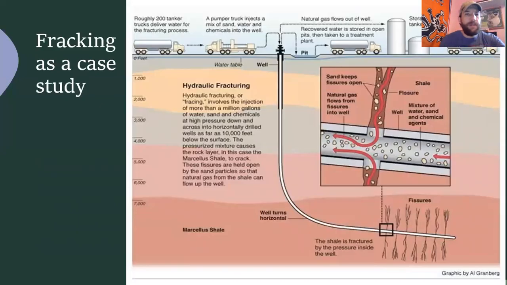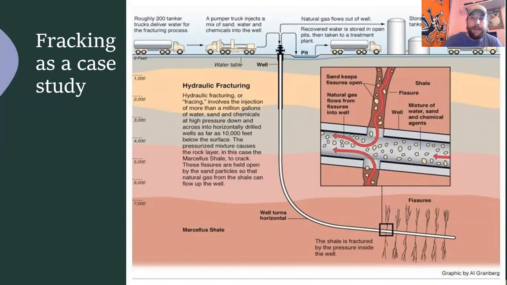Let's go to our case study here. And I'm only going to cover this very quickly because the purpose in this lecture at least isn't an in-depth look at fracking. It's just to have a little something concrete to hang these general frameworks on top of as we walk through these three frameworks.